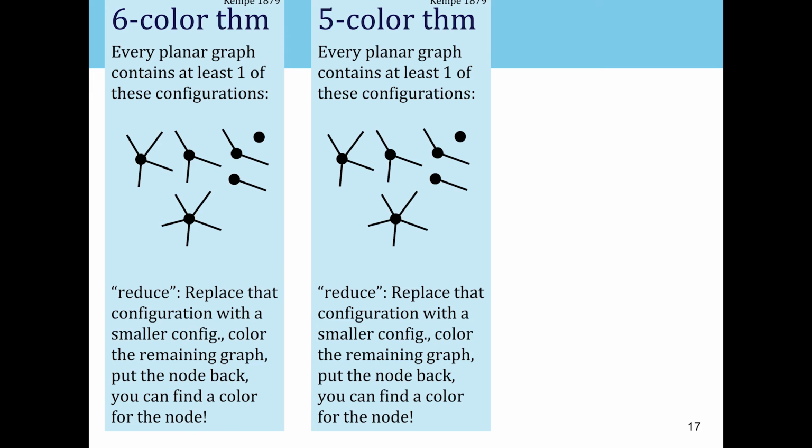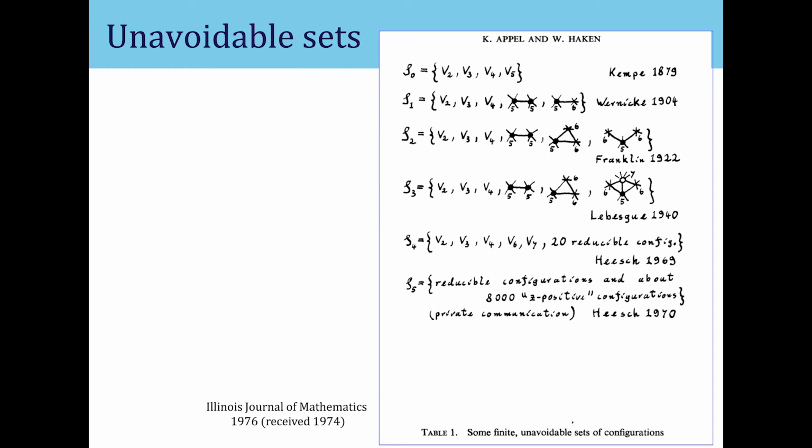OK, so Kemp really did end up successfully proving the 6-color theorem, because that method works to 6-color a graph. And Heawood really showed in 1890 that the 5-color theorem is sound, but the 4-color theorem was not proved for a while. And during the 20th century, the method of unavoidable sets was developed.